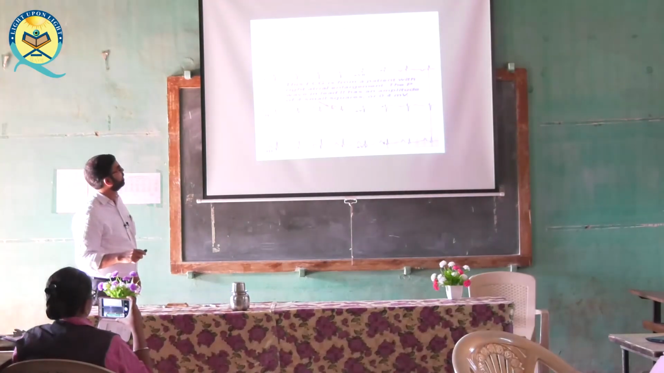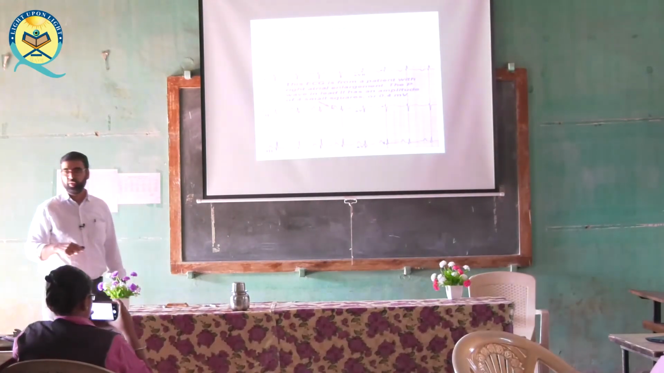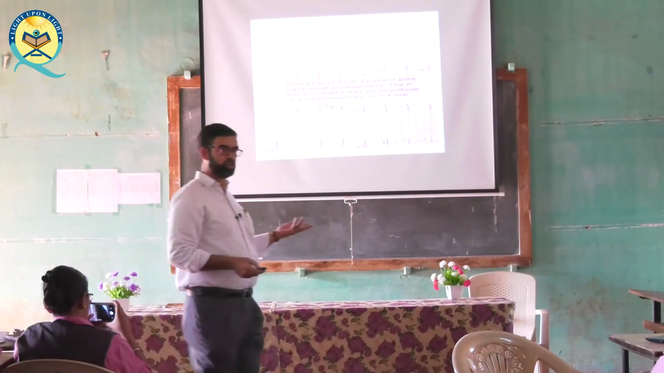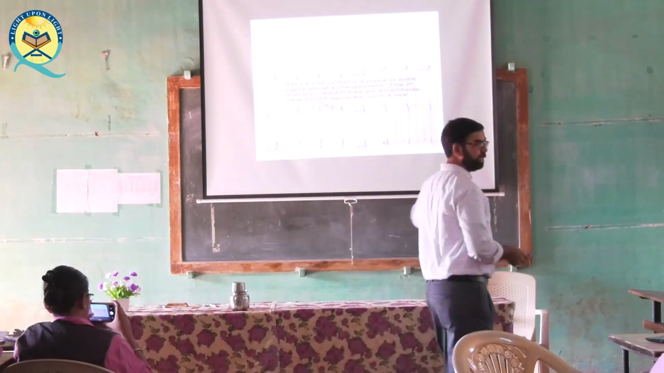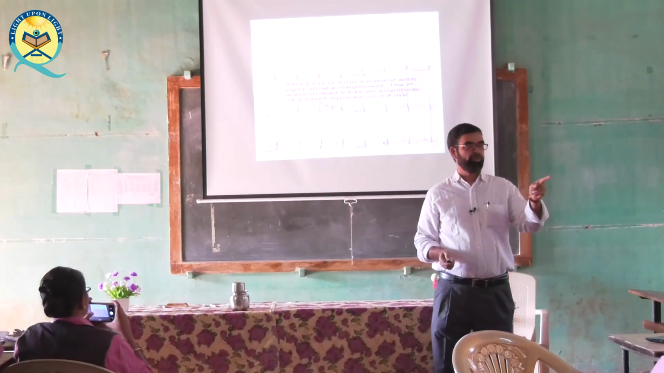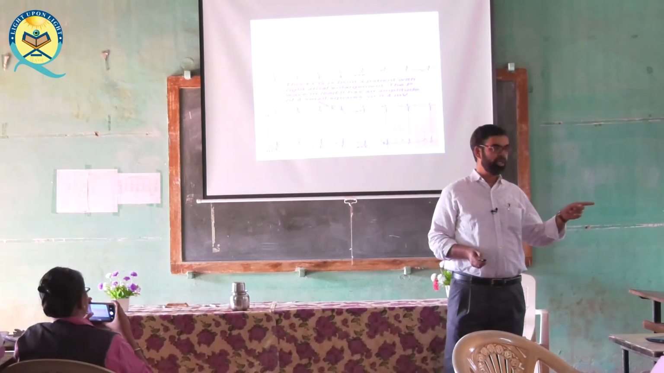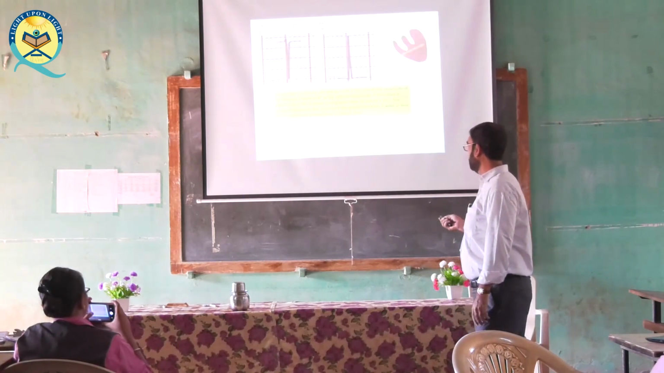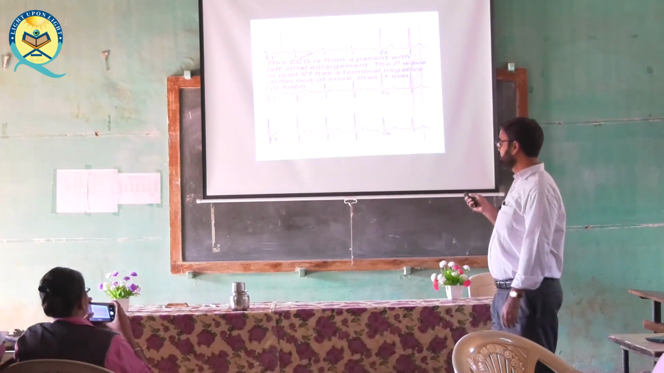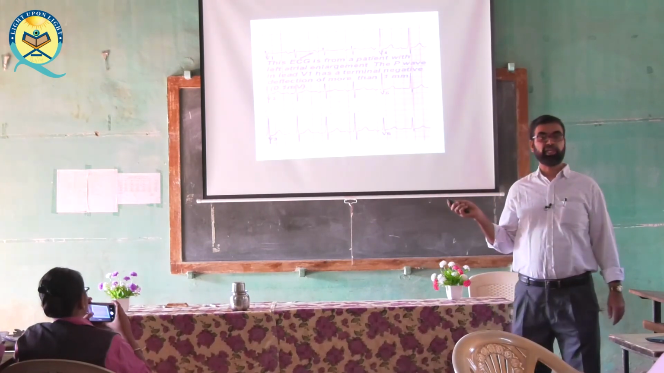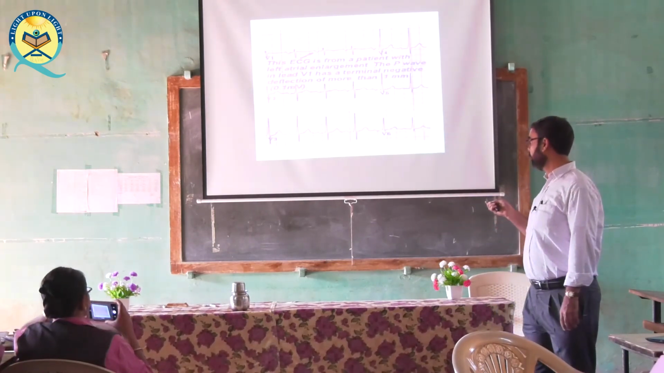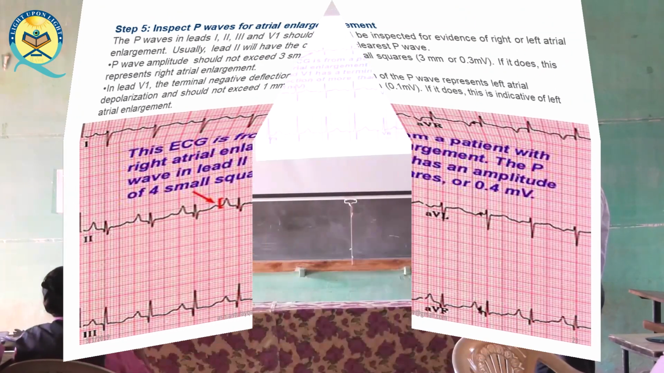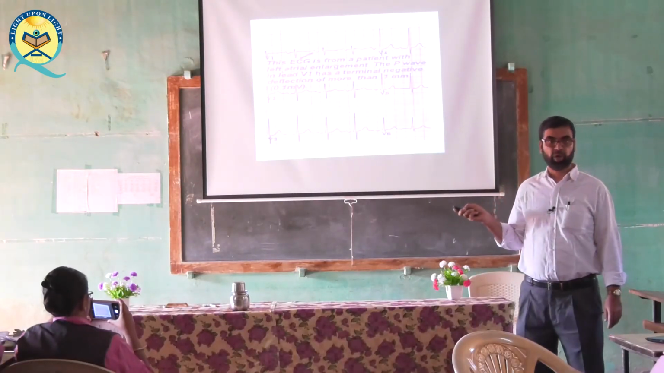Now inspect the P wave. I told you the normal duration of the P wave, that you have to inspect it. The P wave should normally be 2.5 millimeter in width and 2.5 millimeter in height. You must see the P wave especially in lead V1. In lead V1 it goes upward as well as downward. This is considered normal.